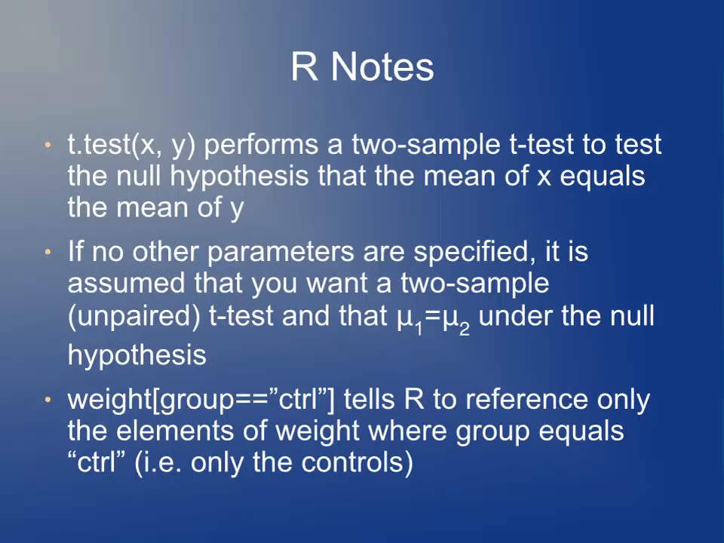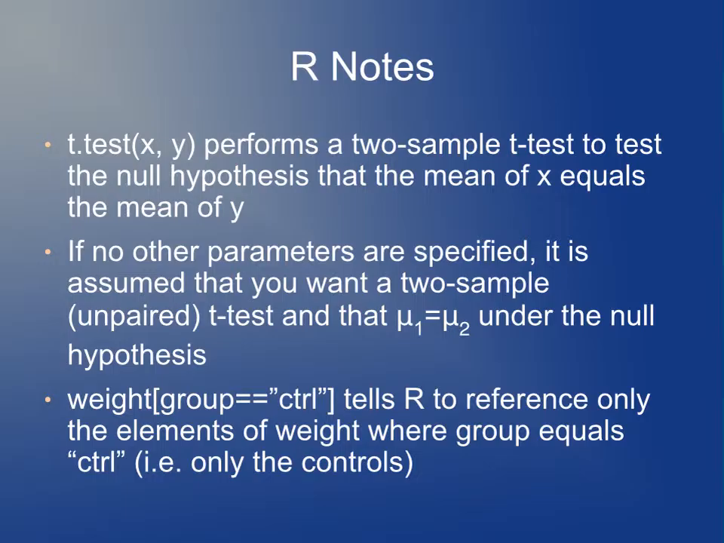Now in general, if you say t.test of x comma y, it'll perform a two-sample t-test to test the null hypothesis that the mean of x equals the mean of y. And note that we didn't specify a value of mu, nor did we say paired equals true. If you don't say paired equals true, it assumes that you want an unpaired t-test, which is what we get in this case. If you don't specify a value for mu, it assumes that you want to test the null hypothesis that the difference is equal to 0, that is, that mu1 equals mu2. In the vast majority of cases where you do two-sample tests, that's what you want.